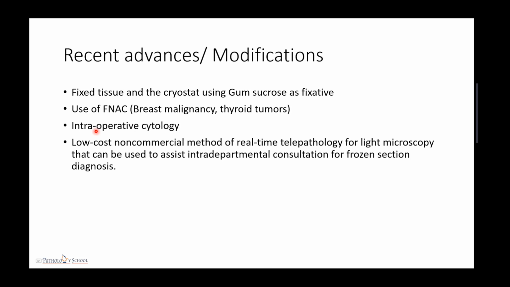Then nowadays, because of the use of FNAC, breast malignancies and thyroid tumors usually don't require frozen sections. Also, intraoperative cytology is a better option. Usually, it is helpful in CNS tumors. Intraoperative cytology.